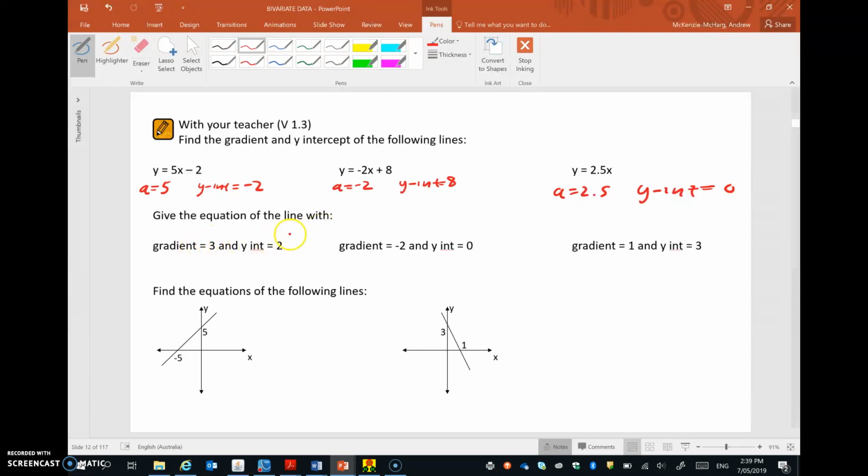Okay, this one here, we're going the opposite direction. We're going to write down the equation. Y equals 3x plus 2 for that one. Y equals -2x for the second one. Y equals x plus 3 for that last one. Of course the number in front of x is 1, but we just leave that without a number if it's 1. We don't bother writing the 1 in.